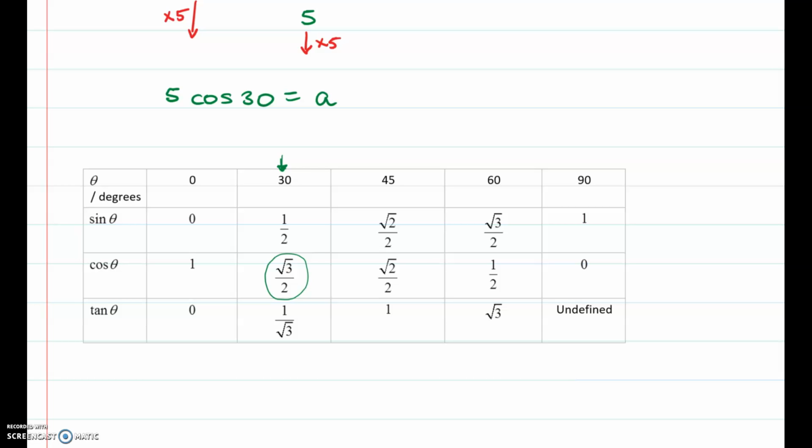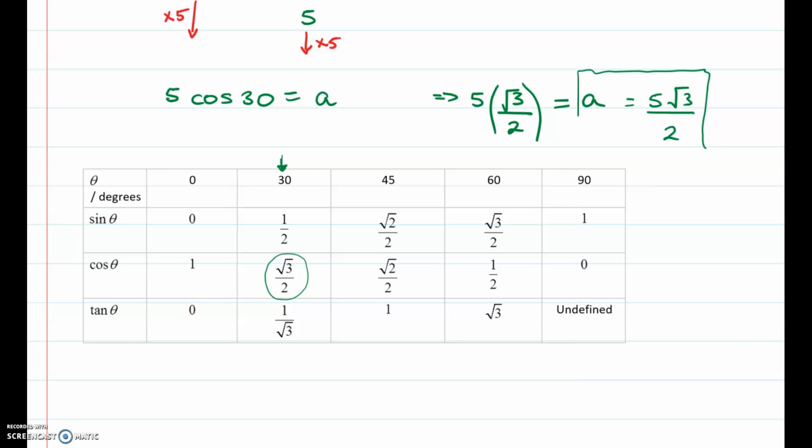So if we bring that up here now, that means we have 5 times root 3 over 2 is equal to A. And that's actually our answer, 5 root 3 over 2. And that is the precise answer. It's a better answer than your calculator can give you if you did look it up. So that's the answer for side A. Okay, let's move on and look at side B now. Find side B.